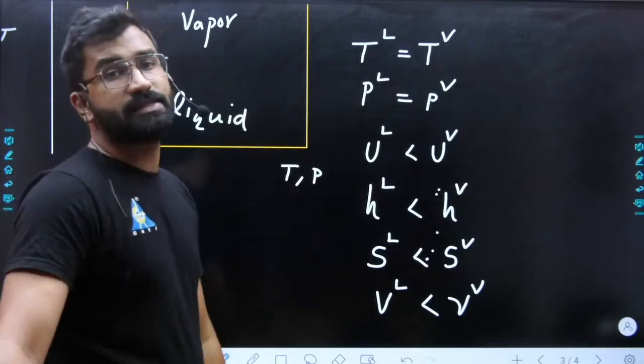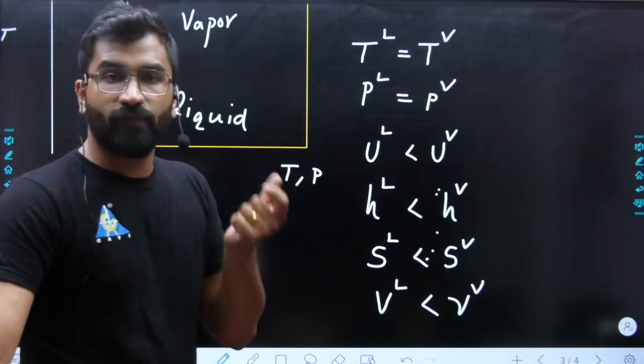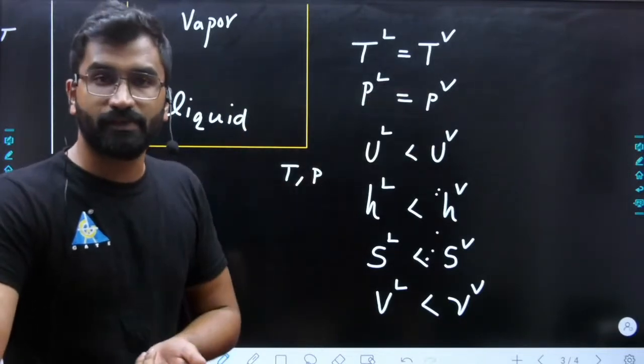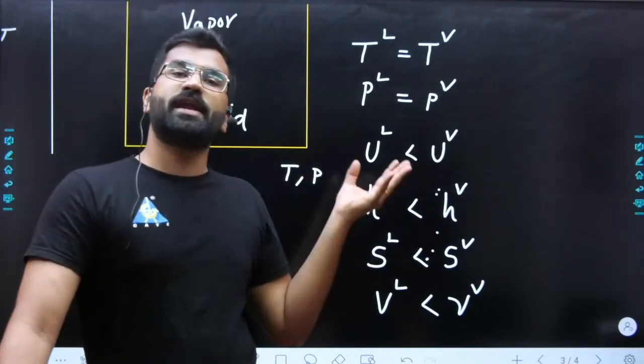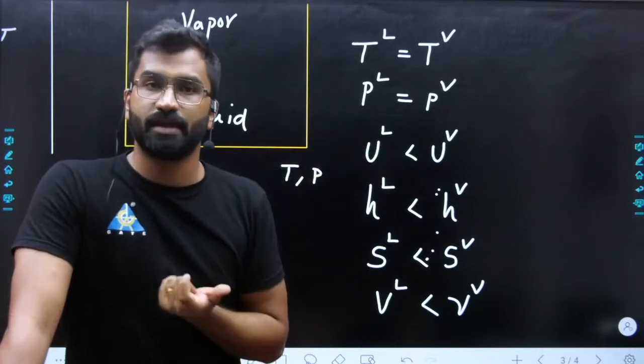Now एक और चीज equal होगा, that will be your fugacity. Fugacity of liquid and vapor phase will be equal, or you can say Gibbs free energy of liquid and vapor phase will be equal. If the Gibbs free energy is equal, we can say chemical potential of liquid phase and vapor phase are equal.